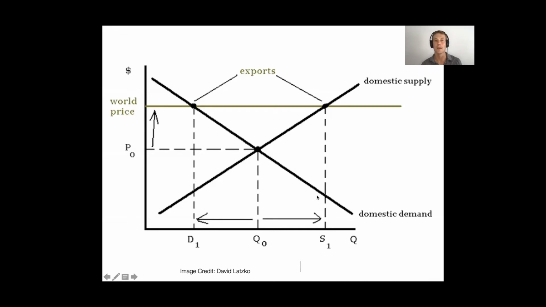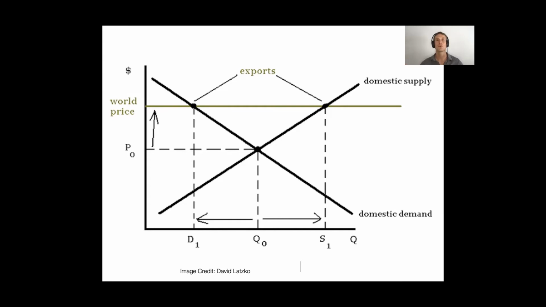So I'm starting out here with a supply and demand example where you'll see that the domestic supply and the domestic demand cross such that the equilibrium price is sitting here at P0 and the equilibrium quantity is at Q0. And the way to understand that is that if there's no trade, right? So if the country in our example is not trading with anybody else, then this is what the equilibrium price and quantity in the market will be.